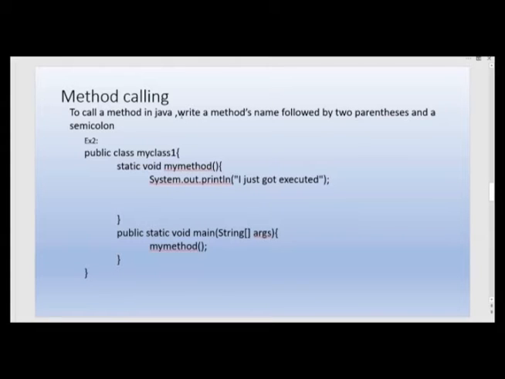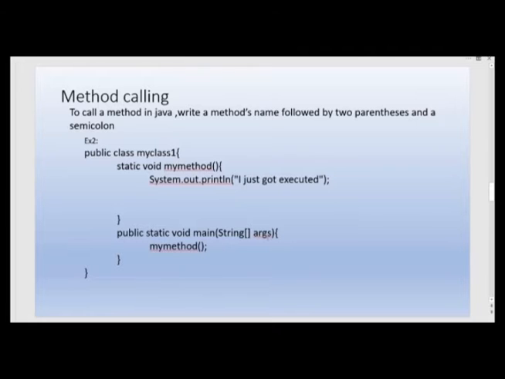When we are calling the method, we follow this syntax. We must write the method name, include the parentheses, and include the semicolon. If the method has parameters, we must include the parameters inside the parentheses. This method has no parameters, therefore we write it like this. Now the compiler searches where myMethod is, goes to myMethod, and this statement is printed on the screen. This is the execution of the program.